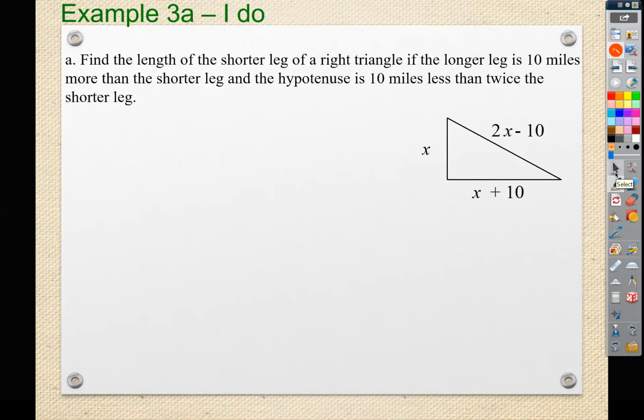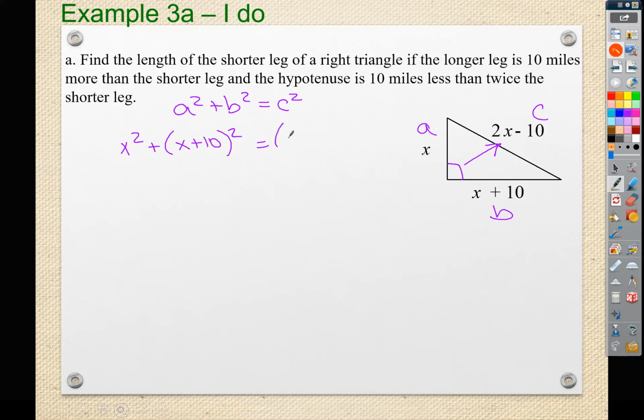Find the length of the shorter leg of a right triangle if the longer leg is 10 miles more than the shorter leg and the hypotenuse is 10 miles less than twice the shorter leg. All right, so a squared plus b squared equals c squared, right? I'm going to say a and b don't matter which is which. C always matters because it's across from the right angle. So you're going to say x squared plus b squared equals c squared. Now you do need to solve all those.